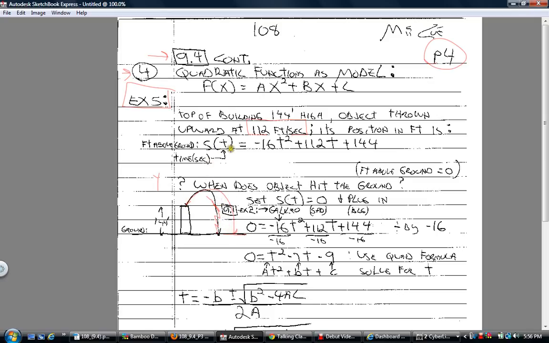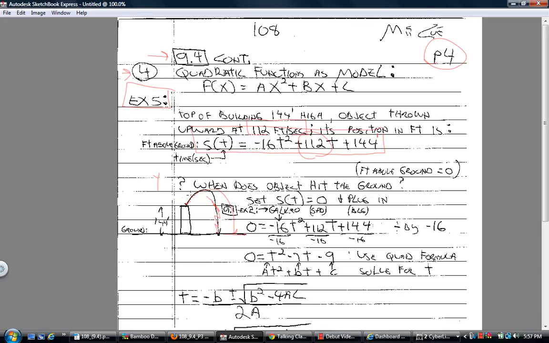Now here's the deal. They give you the model of the quadratic equation, so study this for a second. First thing is, notice that negative 16t squared. This is given to you, so that is from the Galileo problem, example number 2 out of section 9.1, negative 16t squared. Notice they tell you it's 112 feet per second. That's the middle term. Notice the 144 comes from how high the tower is when you start.